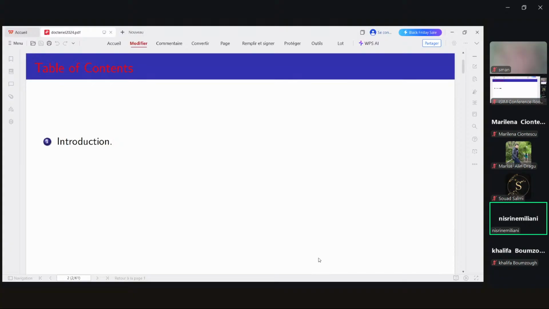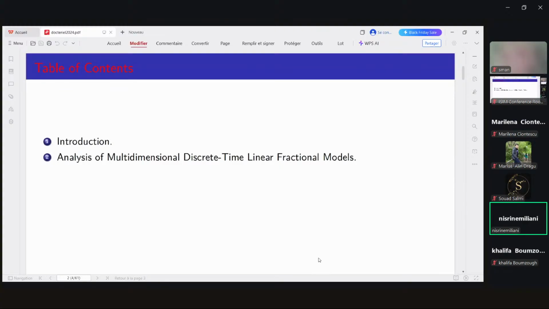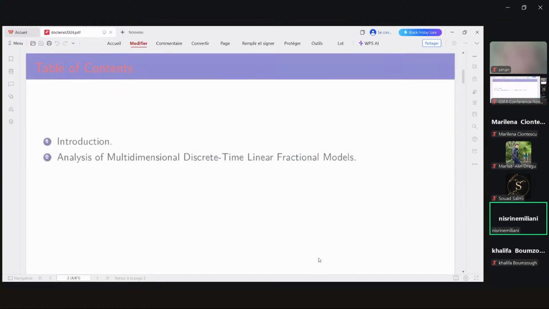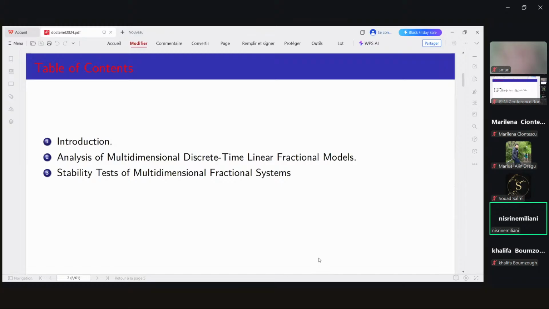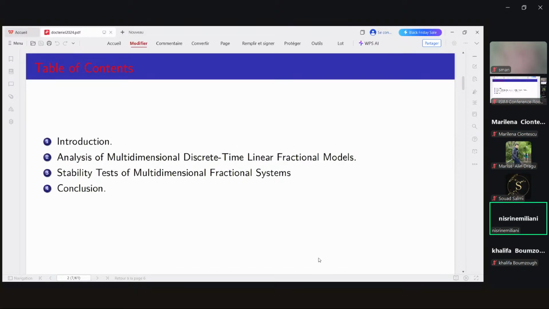First, let's start by presenting the table of contents. Next, I will present the introduction and the problem statement. In the following section, I will discuss the analysis of multidimensional discrete time linear fractional models. The next part of this presentation is devoted to the stability test of multidimensional fractional systems. And we finish with the conclusion and bibliography.